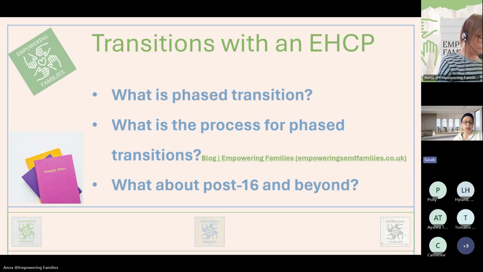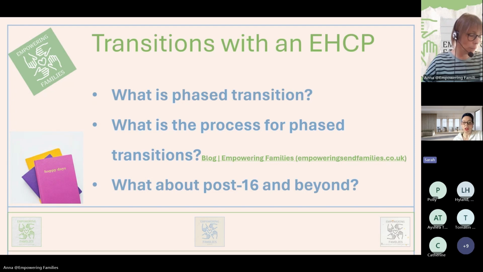So what is the process for phase transition? You'll have your annual review before the end of the autumn term. These are sometimes happening in late summertime, but they should be before the start of November. These must take place even if the first annual review was only a few months ago. Sometimes we have people saying, oh, but I've just had my annual review. Well, you will have another one for phase transition.